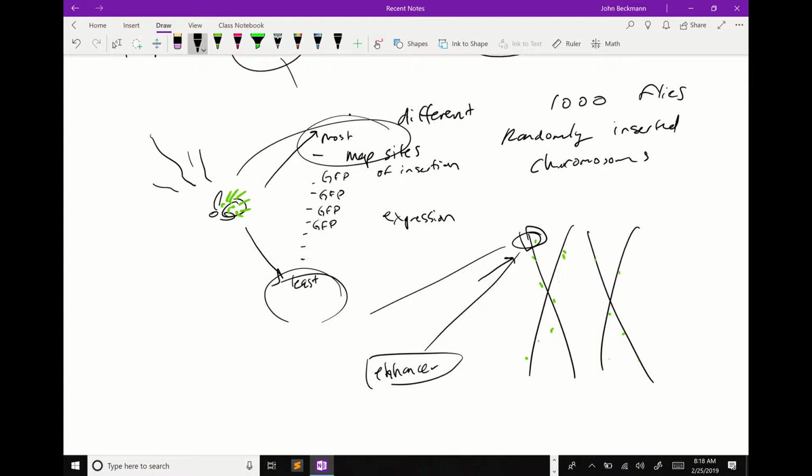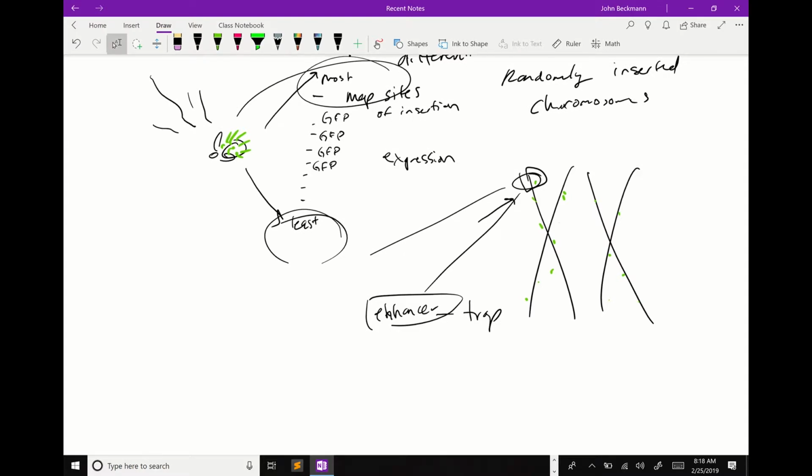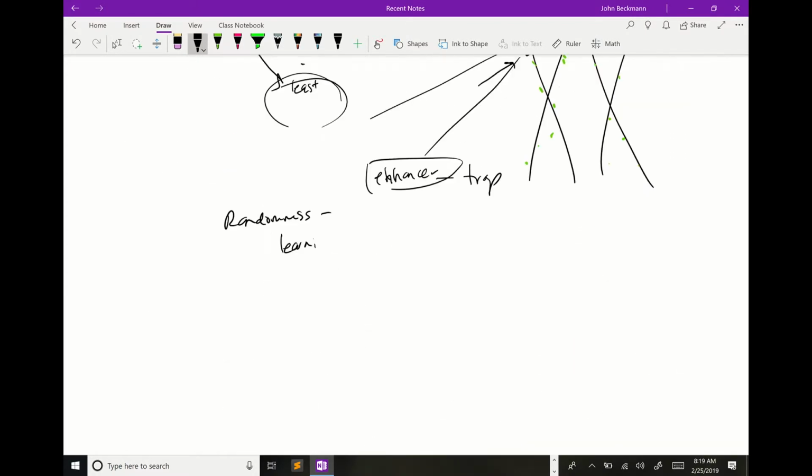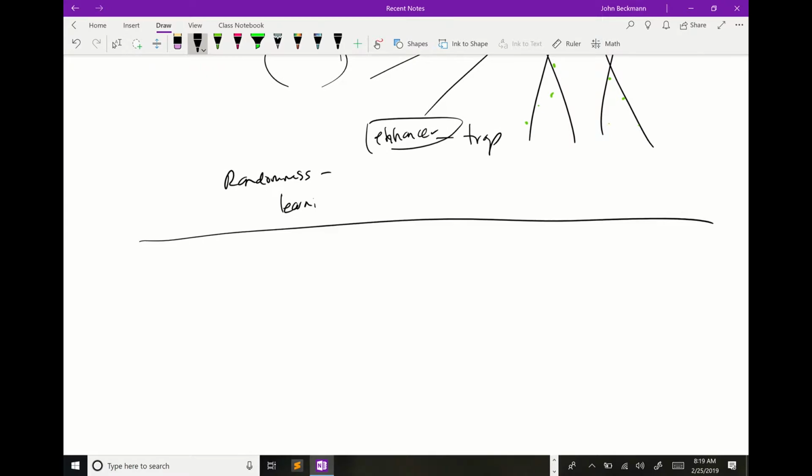That's called an enhancer trap. Does that make sense? So that's a famous style of experiment that utilizes the randomness as a screening method to learn something. What was the second thing? Oh, okay. The other thing I want to talk about is there's another way to utilize the randomness. Randomness can be a good thing because you can use it in screens.